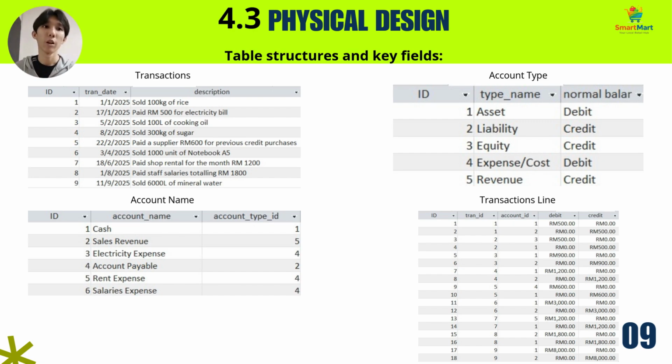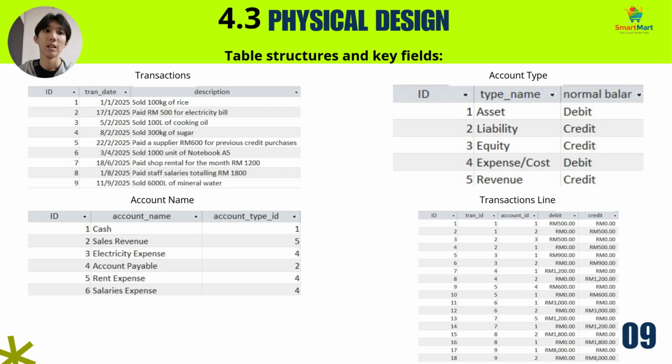This slide shows the table structure and key fields used in our physical design. First, the transaction table records the basic information of each business transaction, such as transaction ID, transaction date, and description of the transaction. Each record represents one business event, for example, sales, bill payment, or expenses. The ID field acts as the primary key, ensuring every transaction is unique.